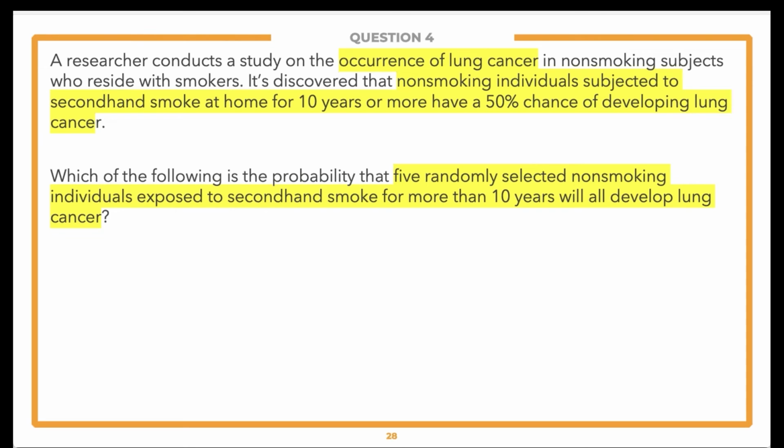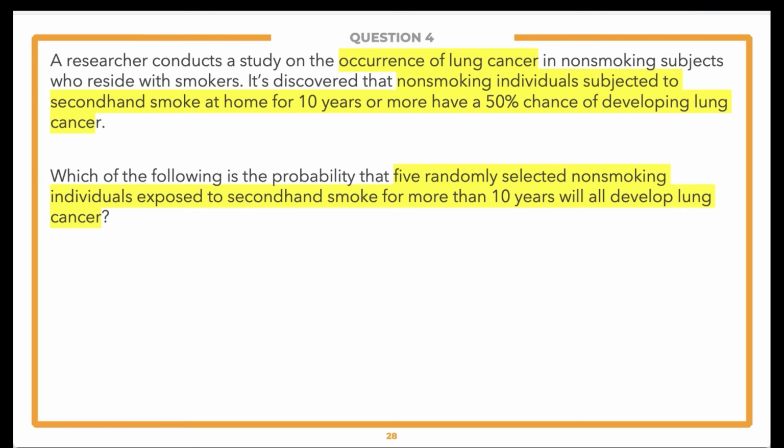We're looking at the occurrence of lung cancer. And we already know it's non-smokers exposed to secondhand smoke for more than 10 years. And they find that they have a 50% chance of developing lung cancer. This is definitely exaggerated for the question, but you want to understand just for simple numbers' sake.